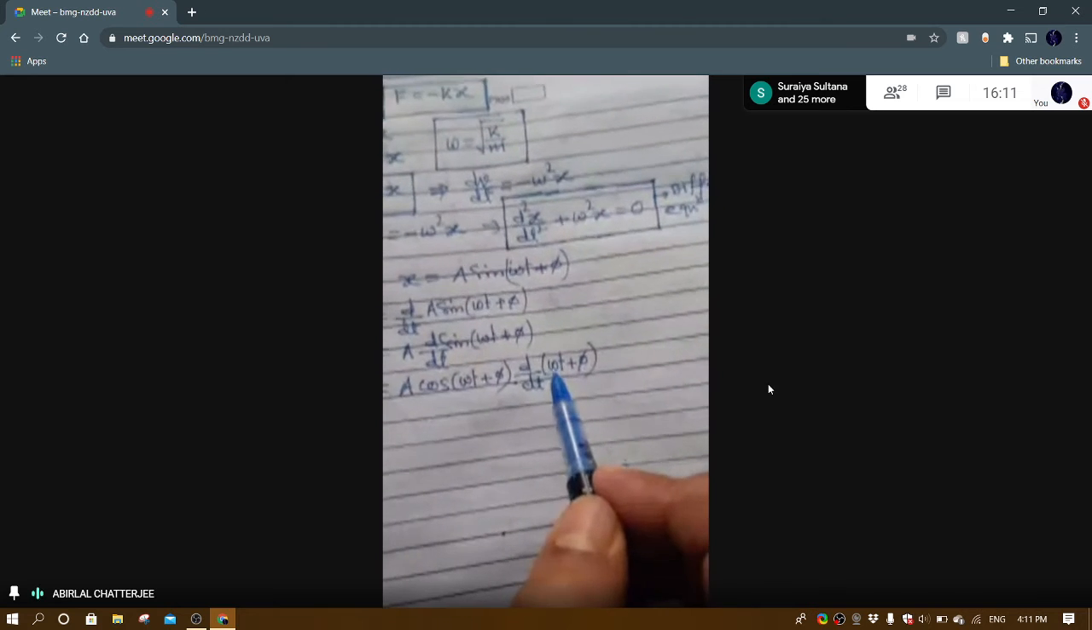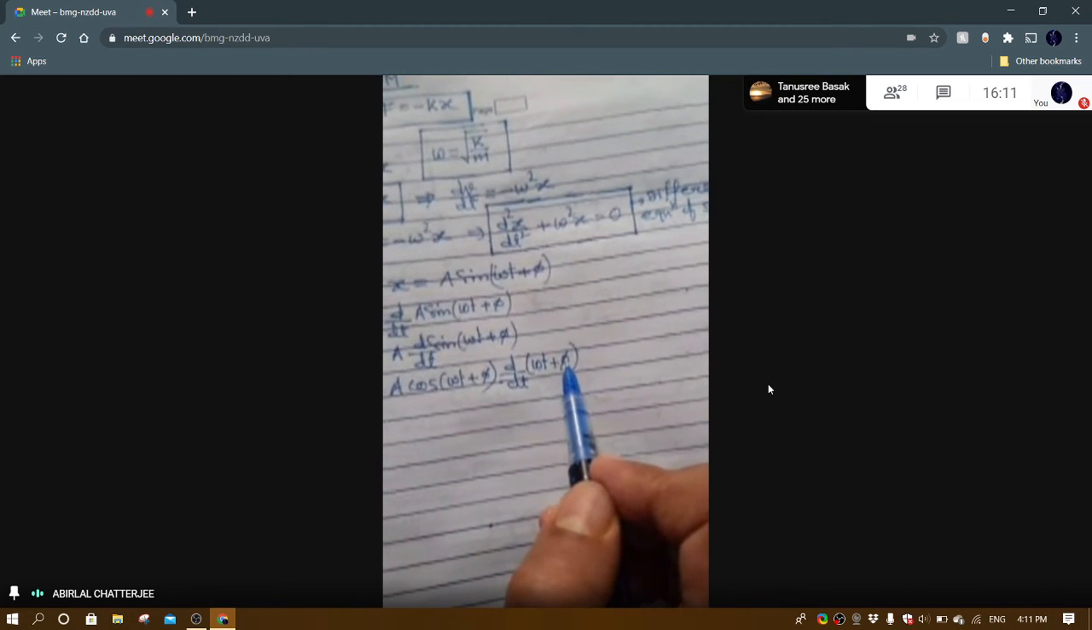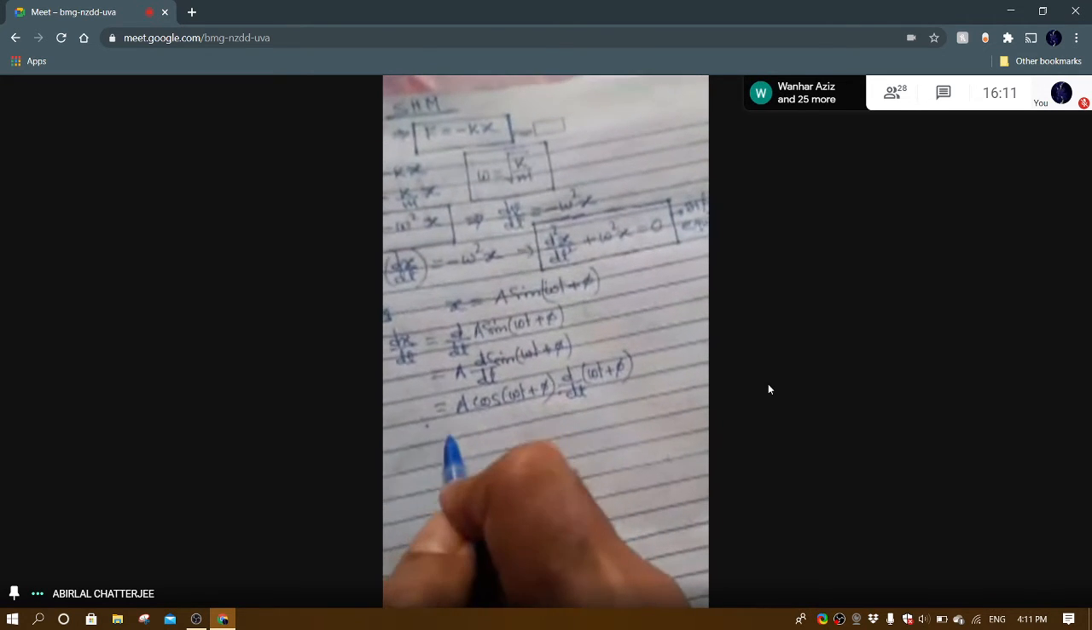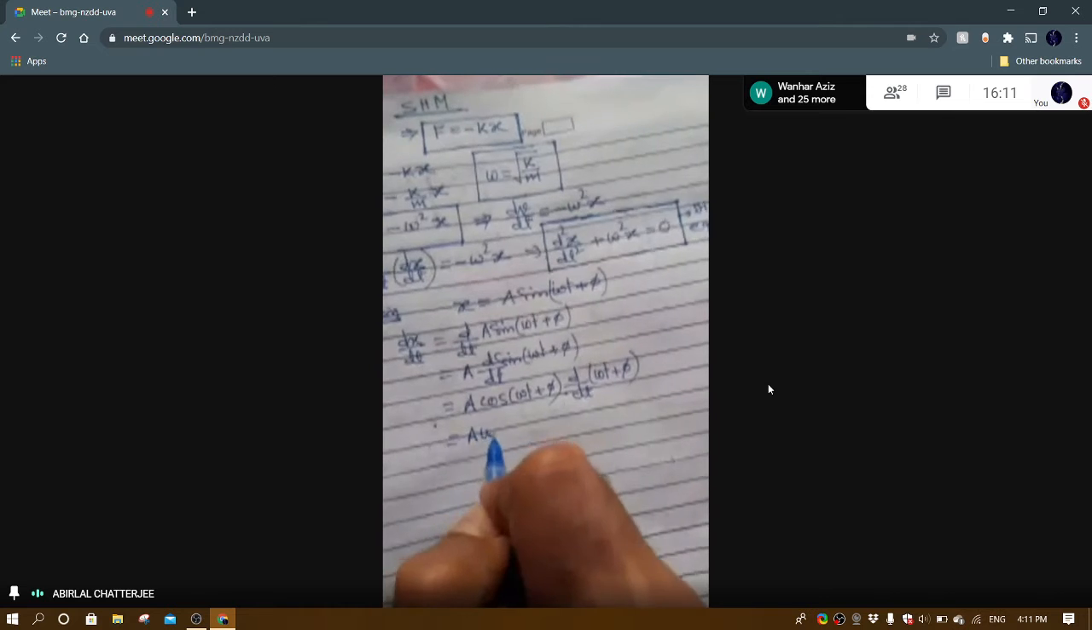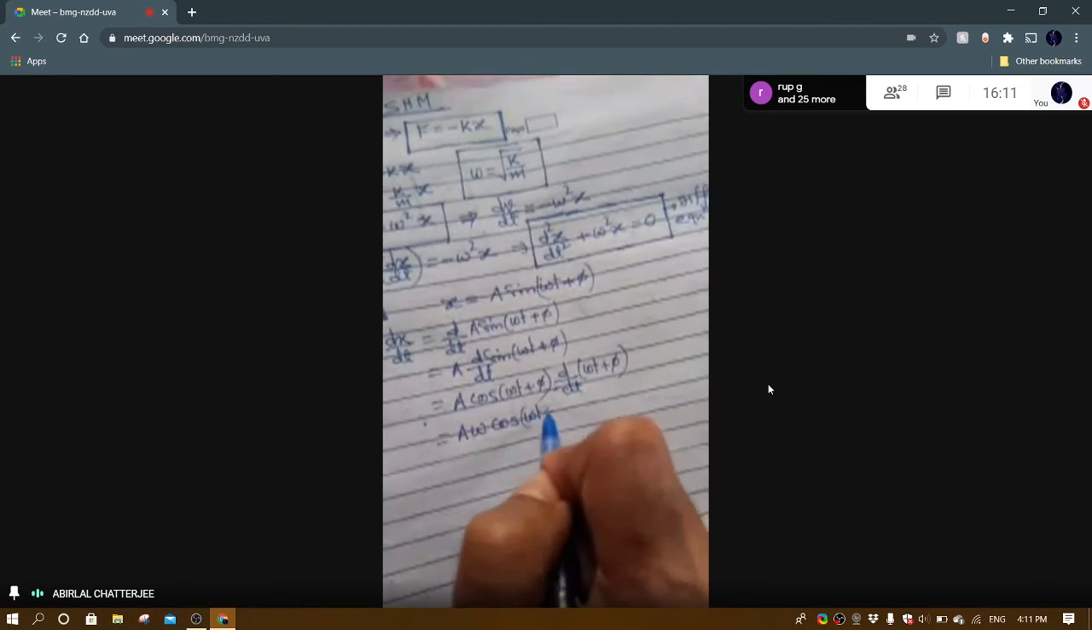So d/dt of omega t plus phi: omega is constant, d/dt of t is 1 and d/dt of phi is 0, constant. So ultimately what are you getting? A omega cos(omega t plus phi). Is it okay?